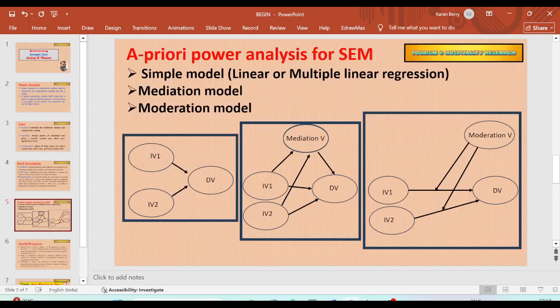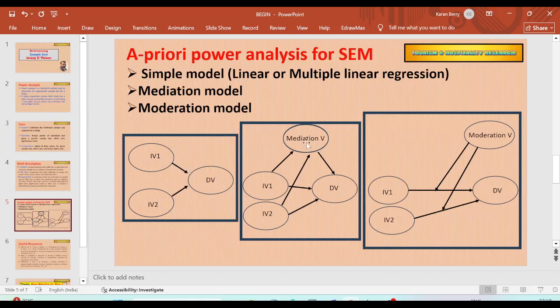You have two independent variables, IV1 and IV2, and you have one dependent variable. So in this case, you see that these are the constructs of the study. They might be having their own indicators as well. But we have to check out how many of the pointers are going towards a single construct. So there is 1 and 2. That means there are two predictors in this simple model.